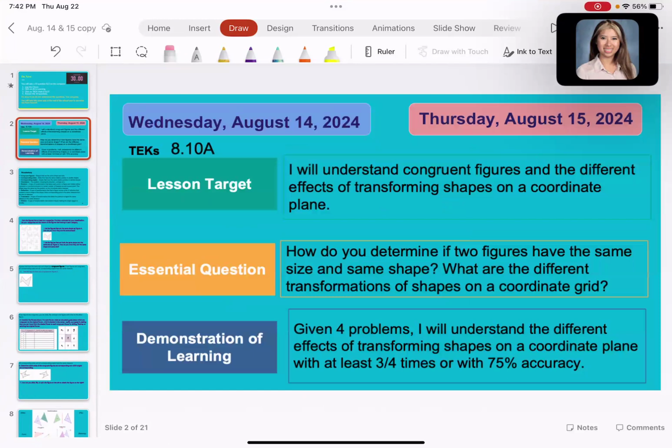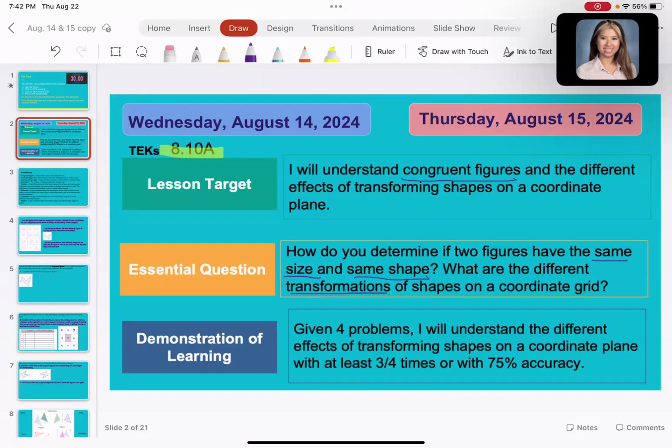So our TEK is 8.10a. Our lesson target is I will understand congruent figures and the different effects of transforming shapes on a coordinate plane. And our essential question is, how do you determine if two figures have the same size and same shape? What are the different transformations of shapes on a coordinate grid?